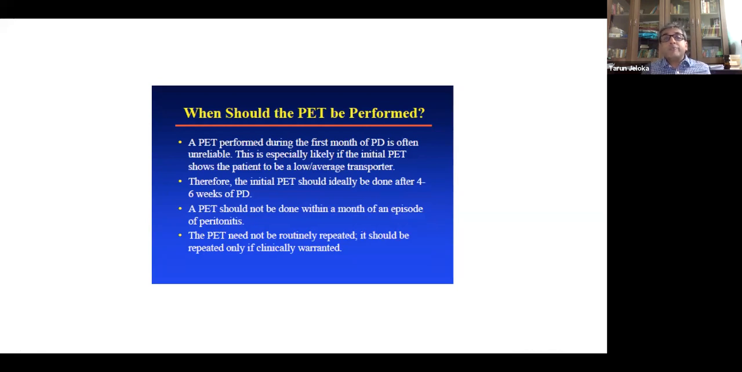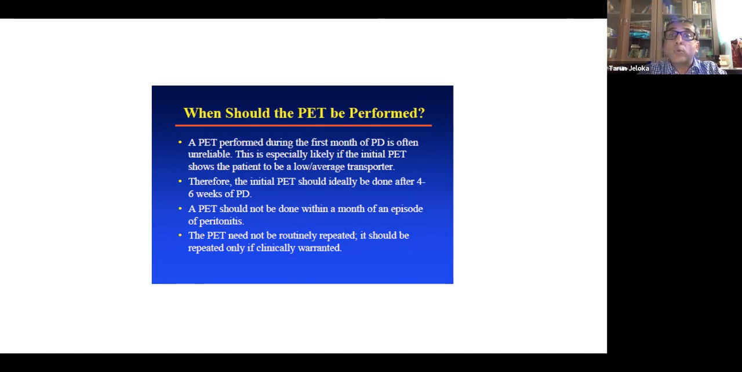So usually we wait for 4 to 6 weeks for the peritoneum to get equilibrated once PD is initiated. Then we do the first PET. And actually there is no study which has shown that repeated PET tests help in clinical judgment or clinical management of the patient.